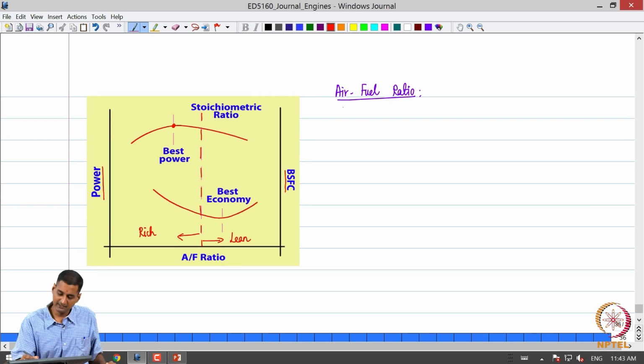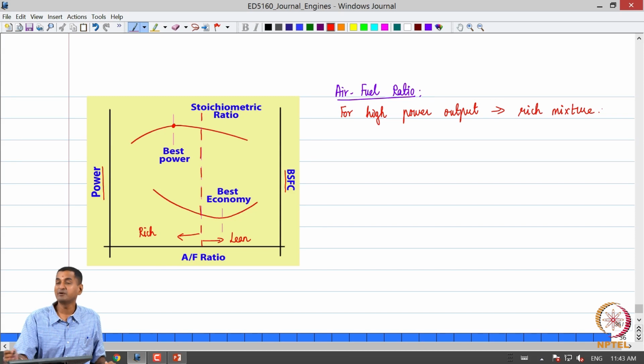So typically for high power output, we would want a rich mixture. For example, when would I want to have a high power output in the scenario that we just discussed? Suppose I am cruising on a highway and I want to overtake a vehicle. What is it that we typically do? We are already in the highest gear.